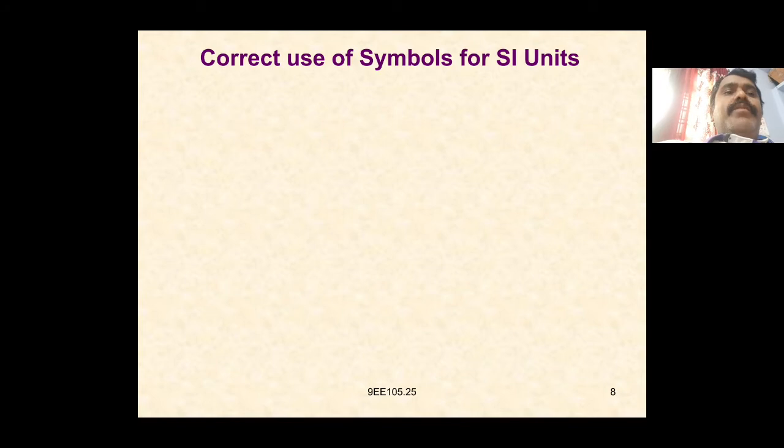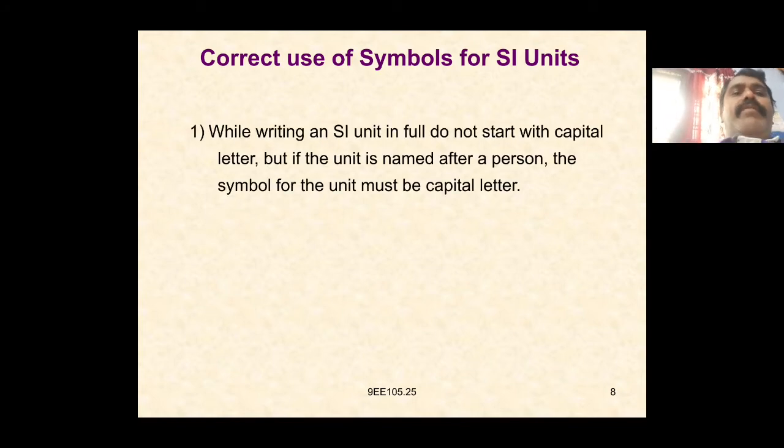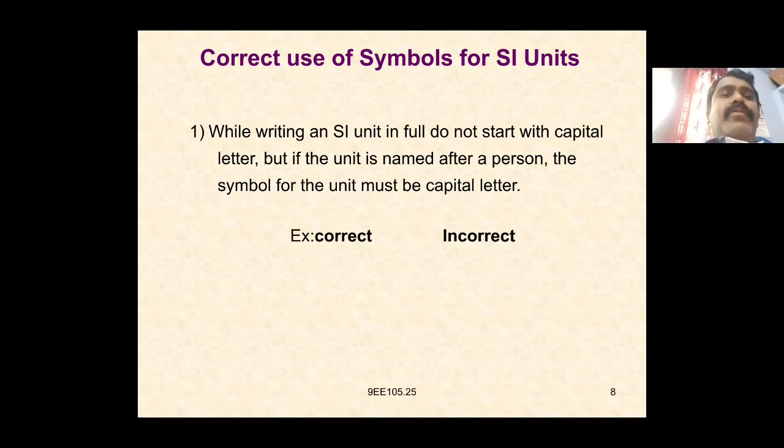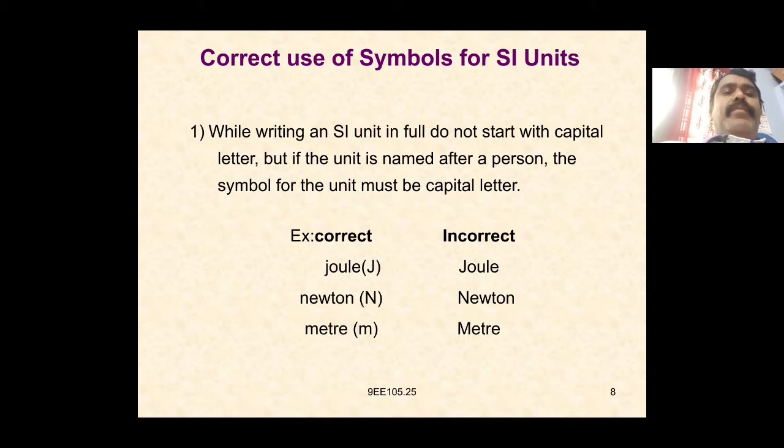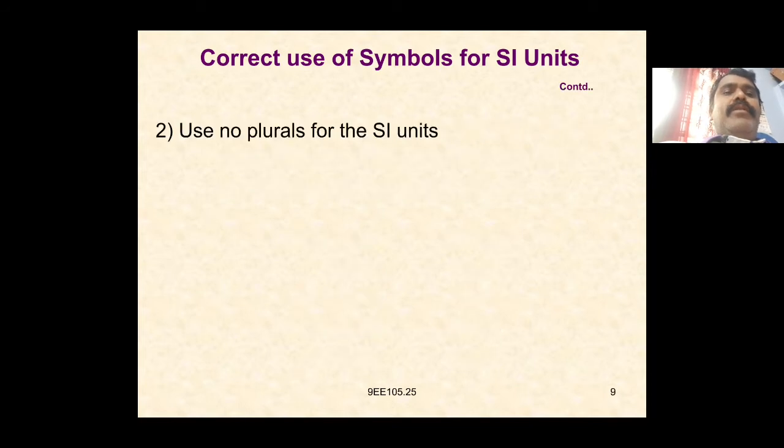Correct use of symbols for SI units: while writing an SI unit in full, do not start with a capital letter, but if the unit is named after a person, the symbol of the unit must be a capital letter. Correct: joule; incorrect: writing it with a capital J. Newton, meter, hertz.